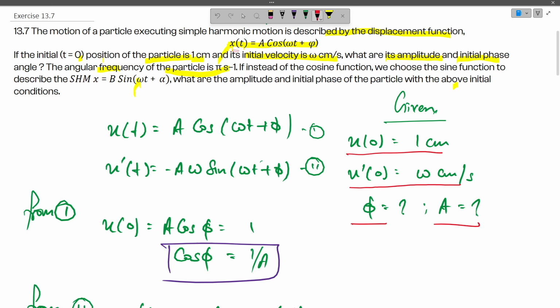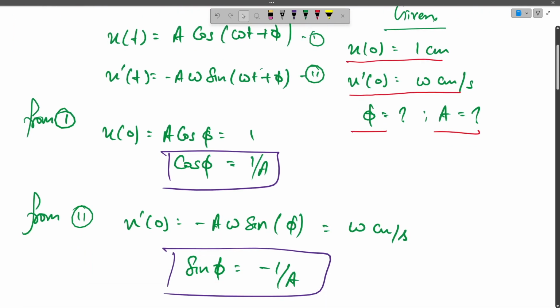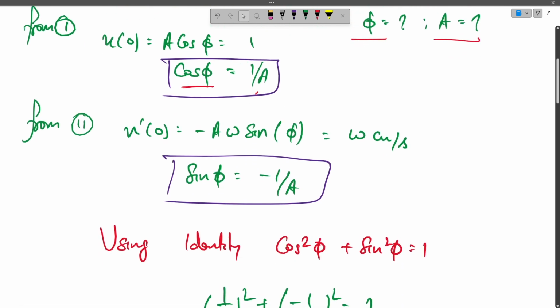So the differentiation, or the velocity time equation, of this equation would be minus A omega sin(omega t plus phi). So upon substitution of these values, at t equals 0 the position is 1 centimeter, so cos phi would be equal to 1 by A, and similarly substituting t equals 0 in the x dash t form, we get sin phi equals minus 1 by A.